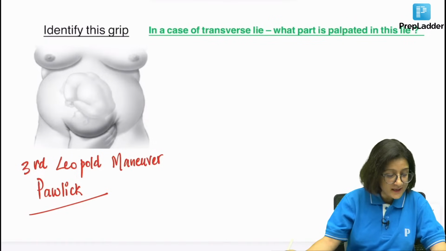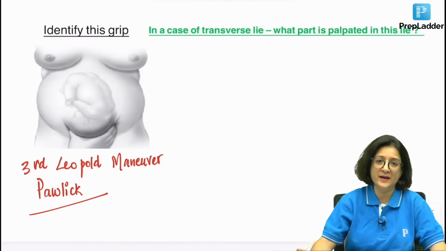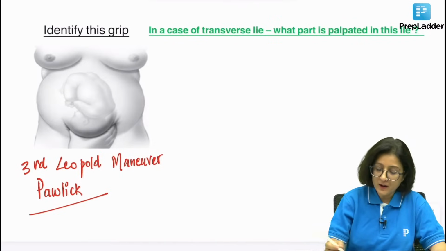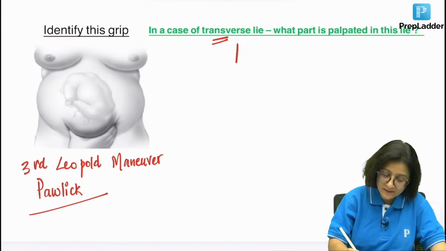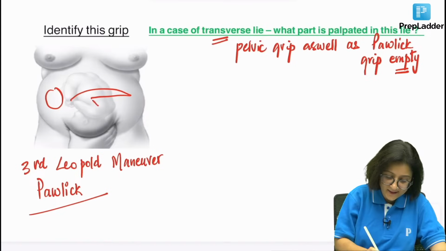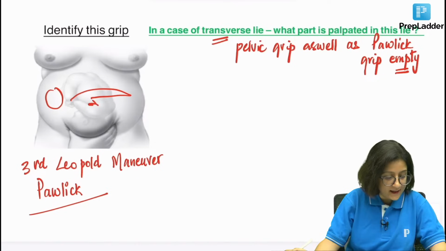Like somebody said shoulder, Dr. Rafa. Yes, the shoulder would be palpated, but in advanced labor, maybe, when the shoulder gets impacted into the pelvic brim. Otherwise, in transverse lie, this grip is going to be empty. The pelvic grip as well as the Pollock grip, right, in transverse lie is going to be empty, right? You won't palpate anything if it's transverse lie like this. All right, so this grip here would be empty in a transverse lie, right?